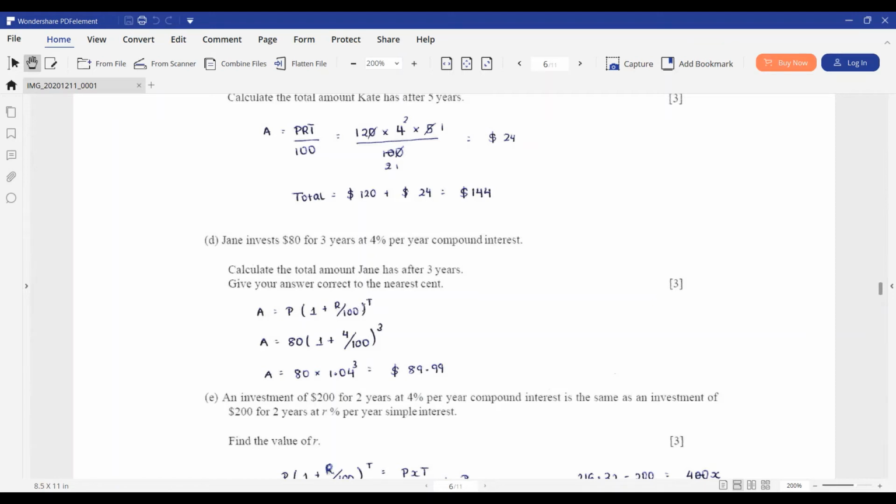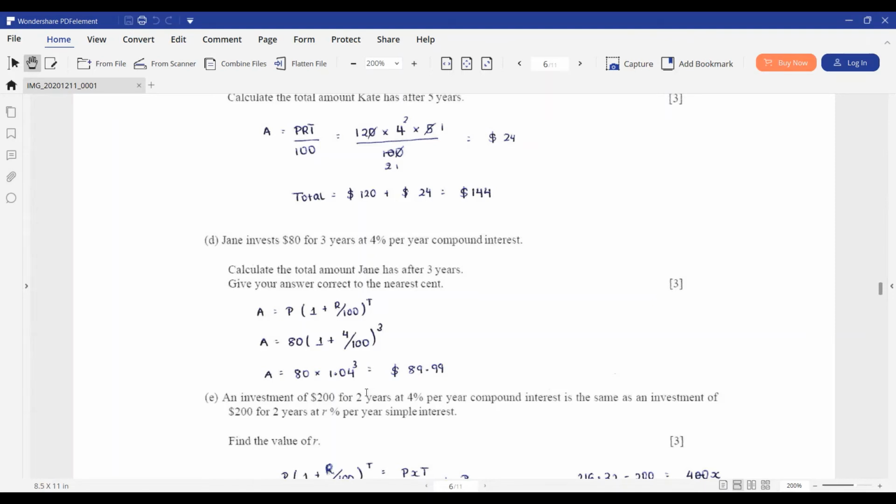P for principal, R for rate, and T for time. So we're going to put each of these values in its correct place. So 80 open bracket 1 plus 4 over 100 close bracket power 3. So we're going to solve what's in the bracket. 4 over 100 is 0.04. So 1 plus 0.04 is 1.04. Take that answer and power it by 3. So it becomes 80 times 1.04 power 3.